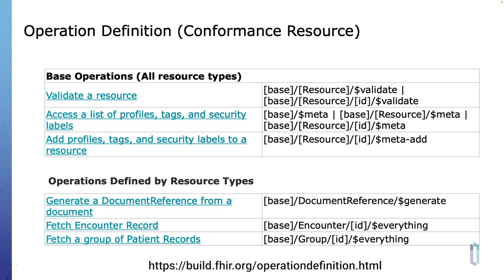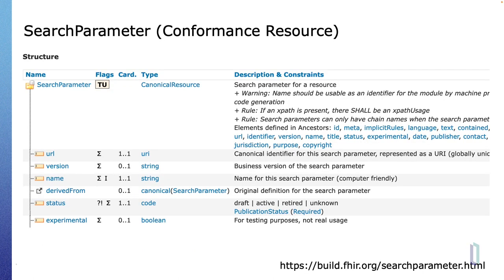I'm not going to cover operation definitions in detail. There are other conformance resources in a FHIR implementation guide, including these operation definitions. An example of this is $validate, which ensures conformance with a particular profile, or $everything that can return all the resources in a particular FHIR compartment. We could also, in FHIR, define our own search parameters, which is also a conformance resource. Here's a partial listing for some of the elements in the search parameter resource.